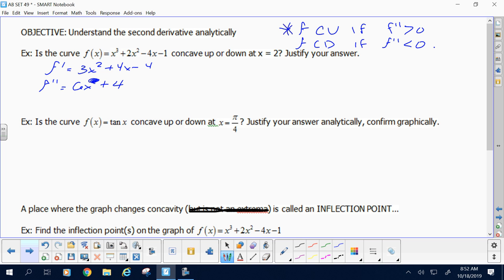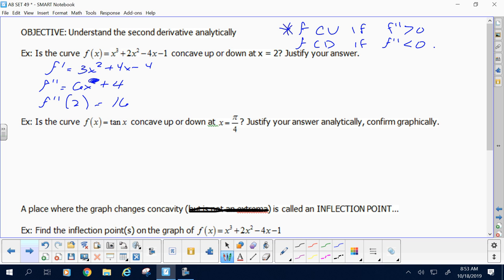All right? So now what do I need to do? Do I need to find the zeros, do a sign test, or should I just plug 2 in? Just plug 2 in. I could do a sign test and get the regions where it's always concave, but they are just asking about 2. So let's just put 2 in. And we get what? 16.